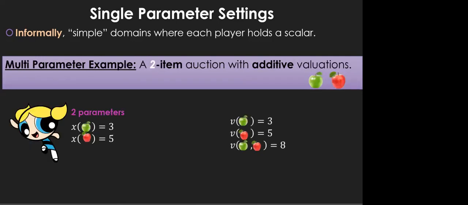For the multi-parameter example, we consider a different auction. Again, we have additive valuations on 2 items, but this time they are different from each other. One is green and the other is red. In this case, if the value of Bubbles for a green apple is 3 and our value for a red apple is 5, then you can tell that the value for both of them is 8, since the valuations are additive. Now, 2 different scalars are needed in order to express the valuation of Bubbles. One for the value for the green apple and one for the value for the red apple. So we get 2 parameters, which is more than 1 parameter, and therefore it is indeed a multi-parameter setting.